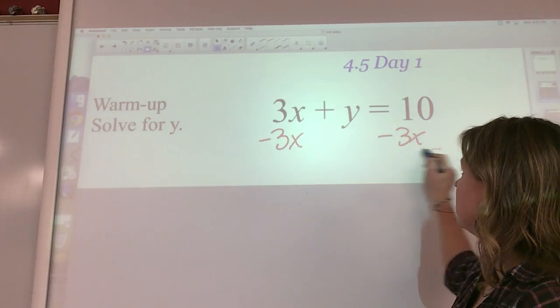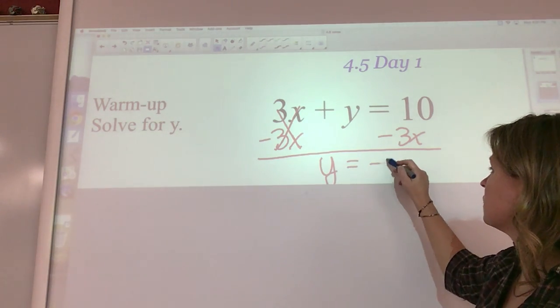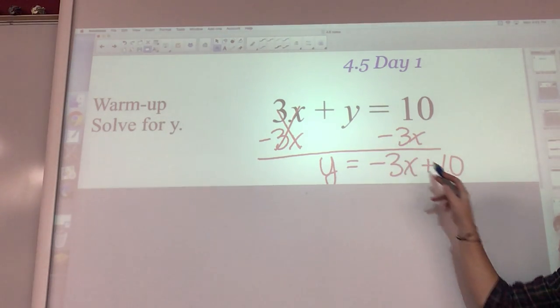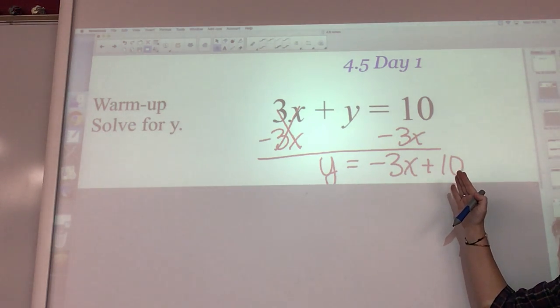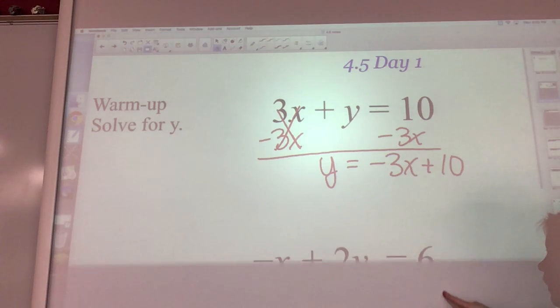You would minus 3x over here. Y equals, and we always put the negative 3x first and then the plus 10. We're trying to get it in y equals mx plus b form, also called function form, if you don't say solve for y.